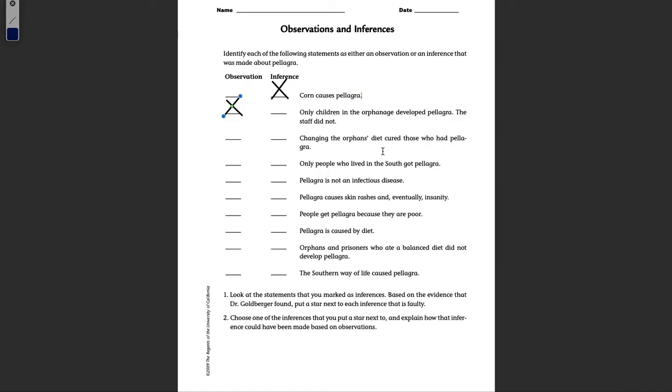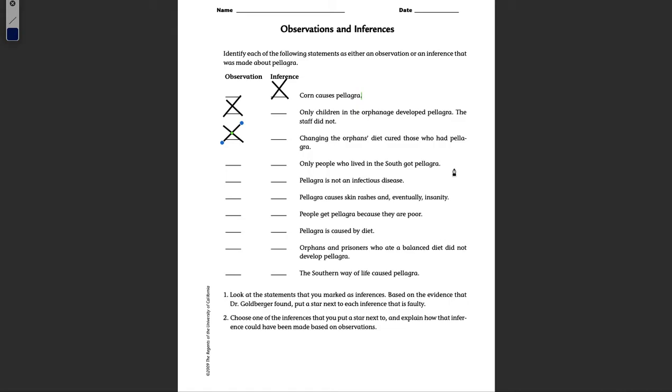Okay, and he noticed a change for the positive, where these orphans started to get better and become cured of pellagra. So was that something that he was able to directly observe, or was it something that he was able to infer based on evidence and reasoning? Well, that would be considered an observation because it is something that he was able to directly see right there, okay, conducting his clinical trial. So that would be considered an observation. All right.